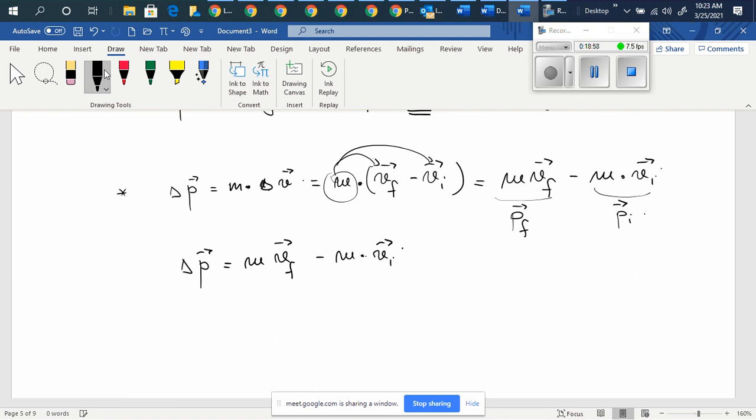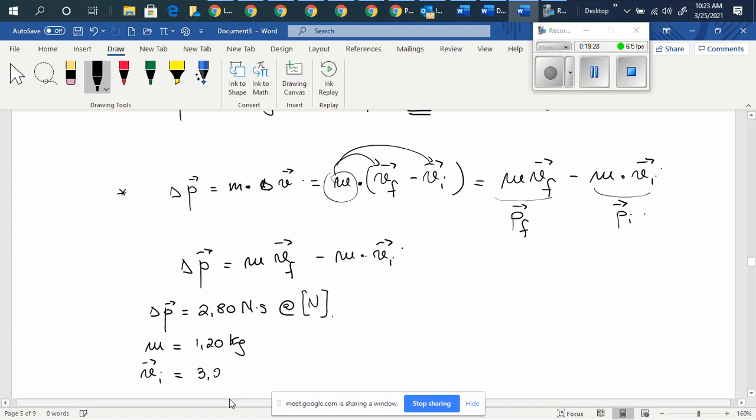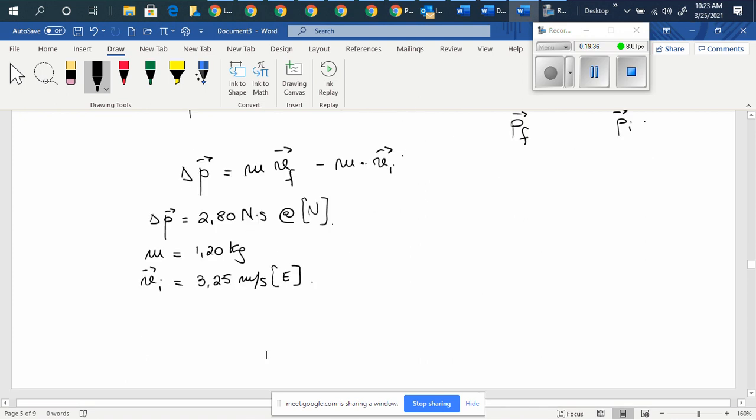So let's suppose that we have a situation like this, that the object is experiencing a change of momentum of 2.80 newtons times seconds in, let's say, the north direction, straight north. And then the object has a mass of 1.20 kilograms, and the initial velocity is 3.25 meters per second going east. What is the final velocity?